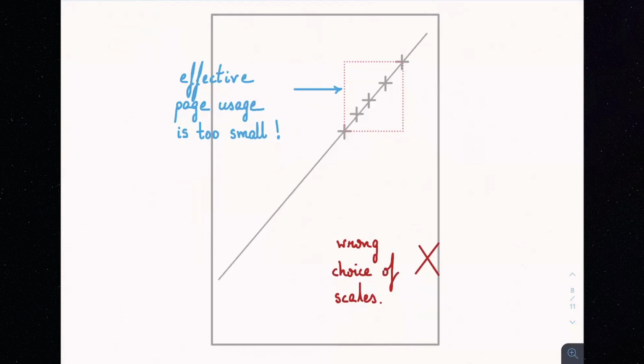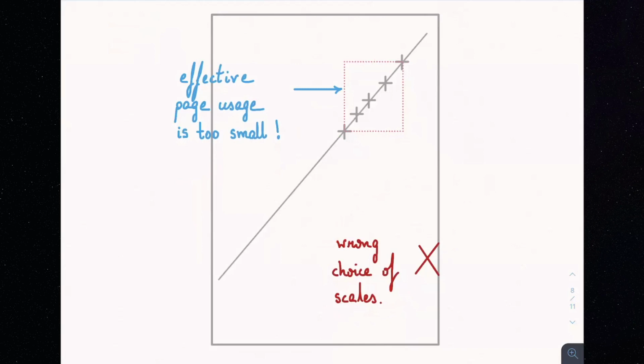So here I'm showing the data points which are too close to each other, spanning a very small area of the page, and extending the line does not do any good. So this is due to a wrong choice of the scales. So having something like this is totally unacceptable, and you should start again by readjusting the scales.